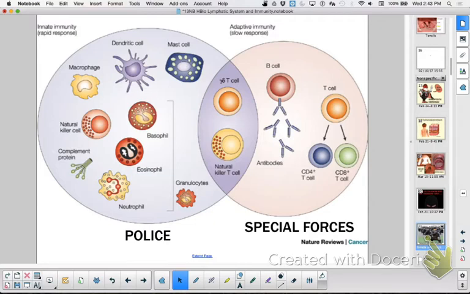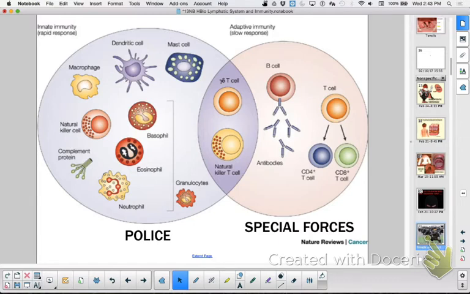And then you have your special forces. These have memory. They get better and better at defending your body against a singular pathogen, against a singular pathogen. You have to have specific B and T cells for every single pathogen that you come across.